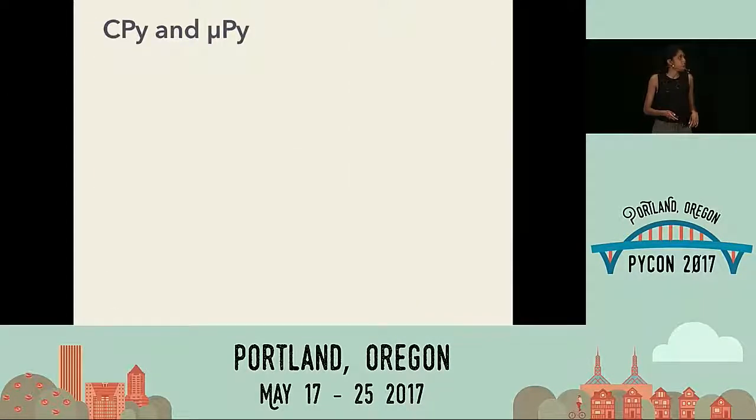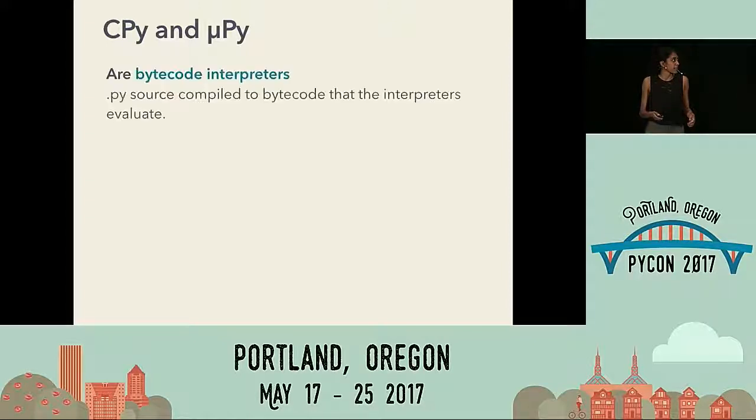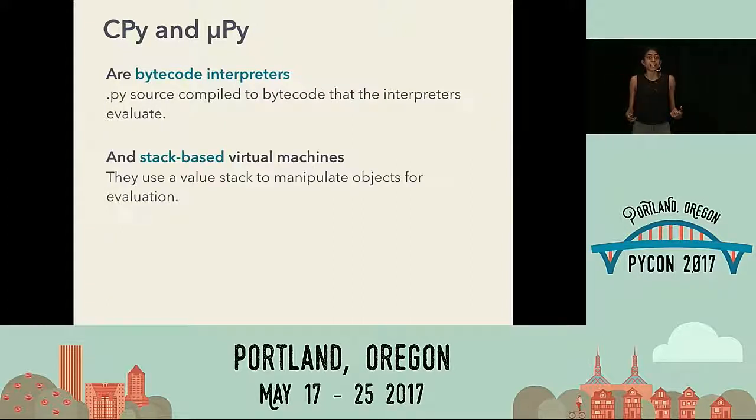All right, so CPython and MicroPython are the two Python implementations we're going to talk about today. So the question is, why did I pick these two? Well, it turns out they're actually fairly similar under the hood with respect to the machinery, with respect to how they operate, right? They're both bytecode interpreters, so the Python source is compiled down to bytecode, and that is what's evaluated. They're both stack-based virtual machines.